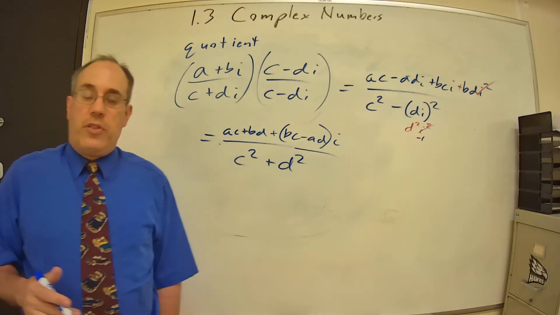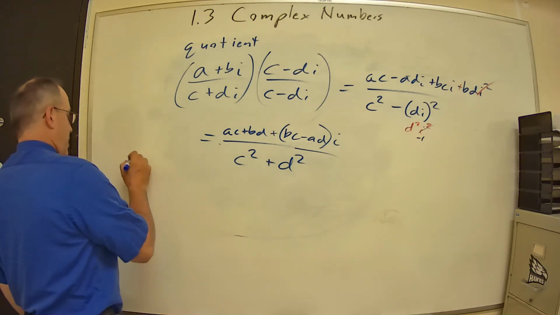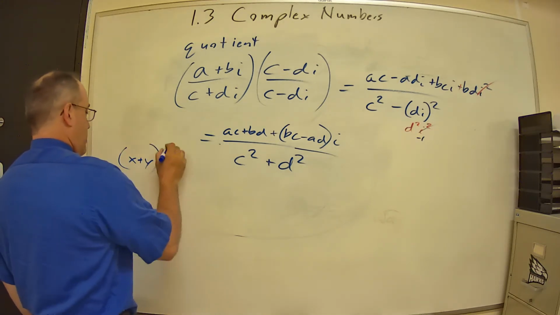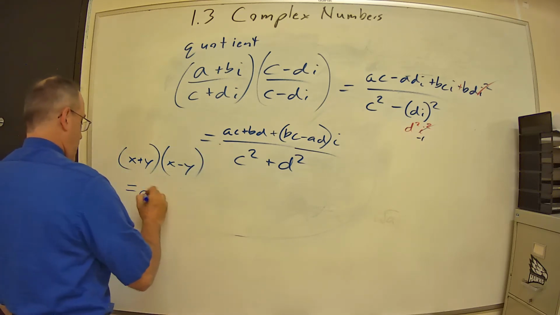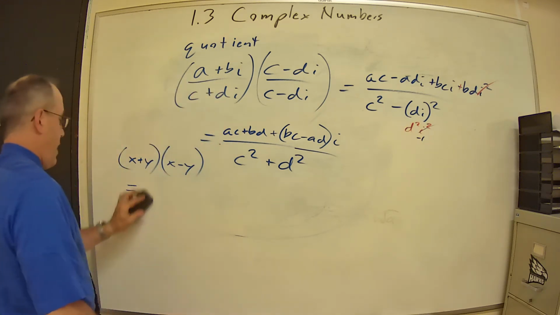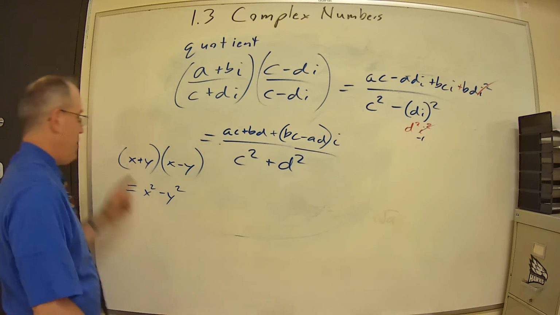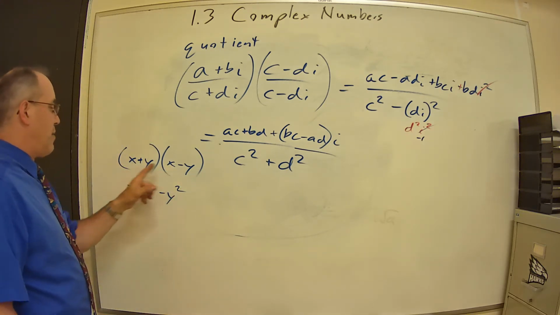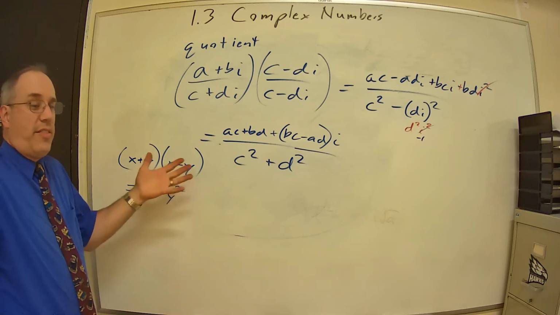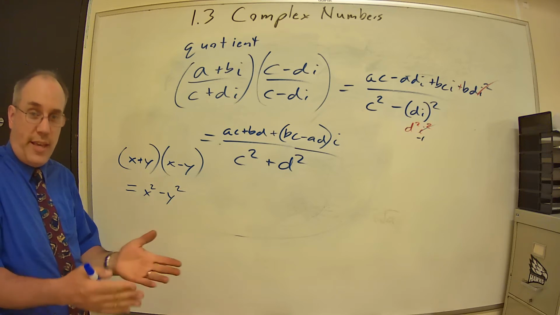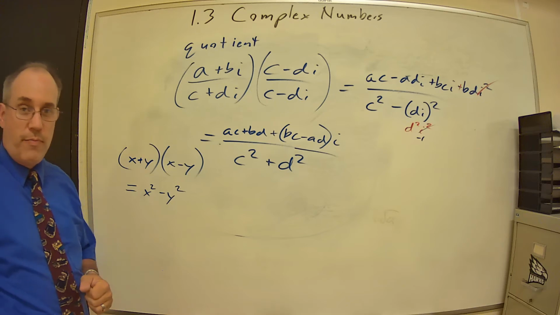Now, if you remember the product of sums and differences, if you have x plus y times x minus y, that's equal to, I should draw an x, not an a, right? That's equal to x squared minus y squared. x times x gives you x squared. x times negative y gives you negative xy. x times y gives you positive xy. Therefore, xy and negative xy cancel out, and then y times negative y gives you negative y squared.